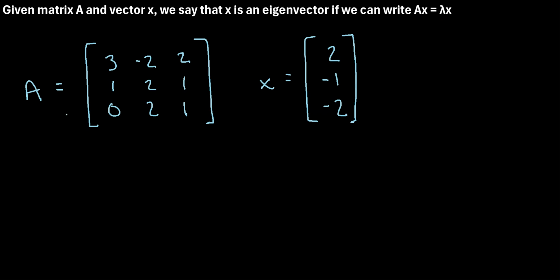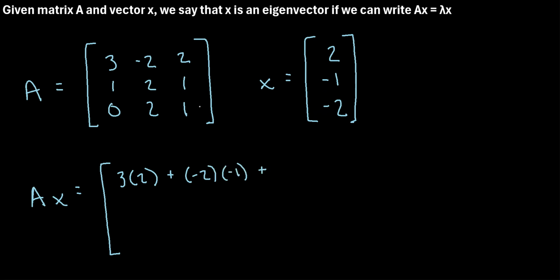So let's check out an example. Let's say we have matrix A right here, and we want to know, is this vector x an eigenvector? Well, the way to figure that out is we have to first multiply A times x. So what is that? Remember, when we're multiplying a matrix like this with a vector like this, we can say 3 times 2, plus negative 2 times negative 1, plus 2 times negative 2.